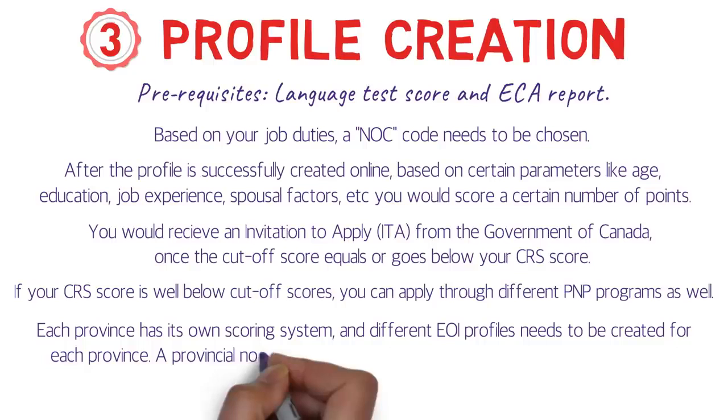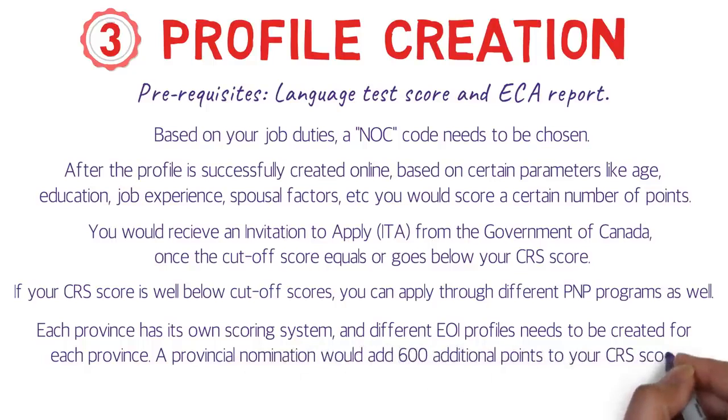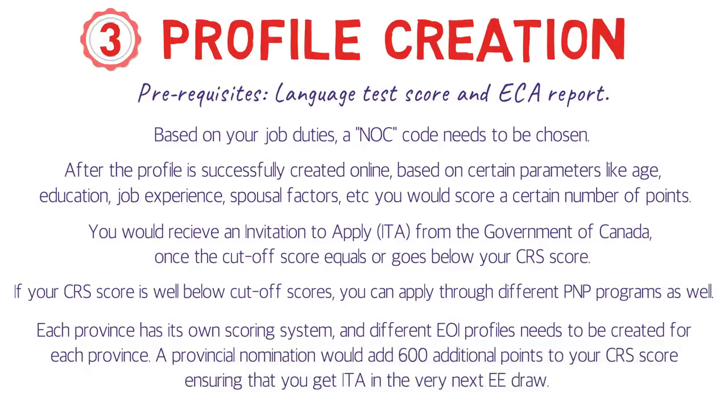Now, what is an EOI profile? You need to actually express your interest in different provinces. You need to create your own profile on their own websites. So EOI stands for expression of interest. A provincial nomination would add 600 additional points to your CRS score, ensuring that you get the ITA in the very next Express Entry draw.